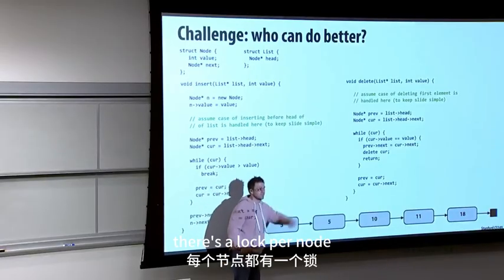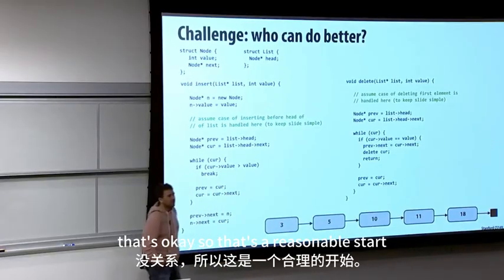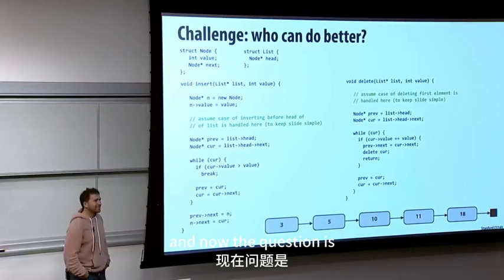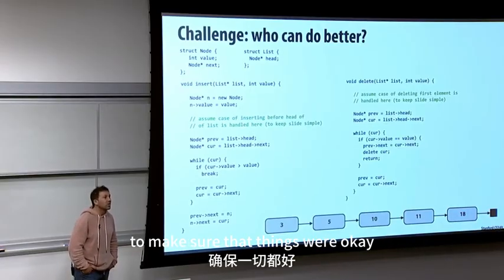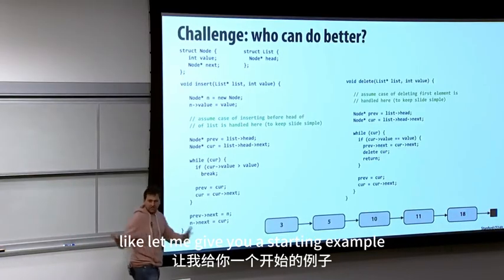There's a lock per node. That's a reasonable start. And now the question is what's the order that you would take those locks to make sure that things were okay? Let me give you a starting example.